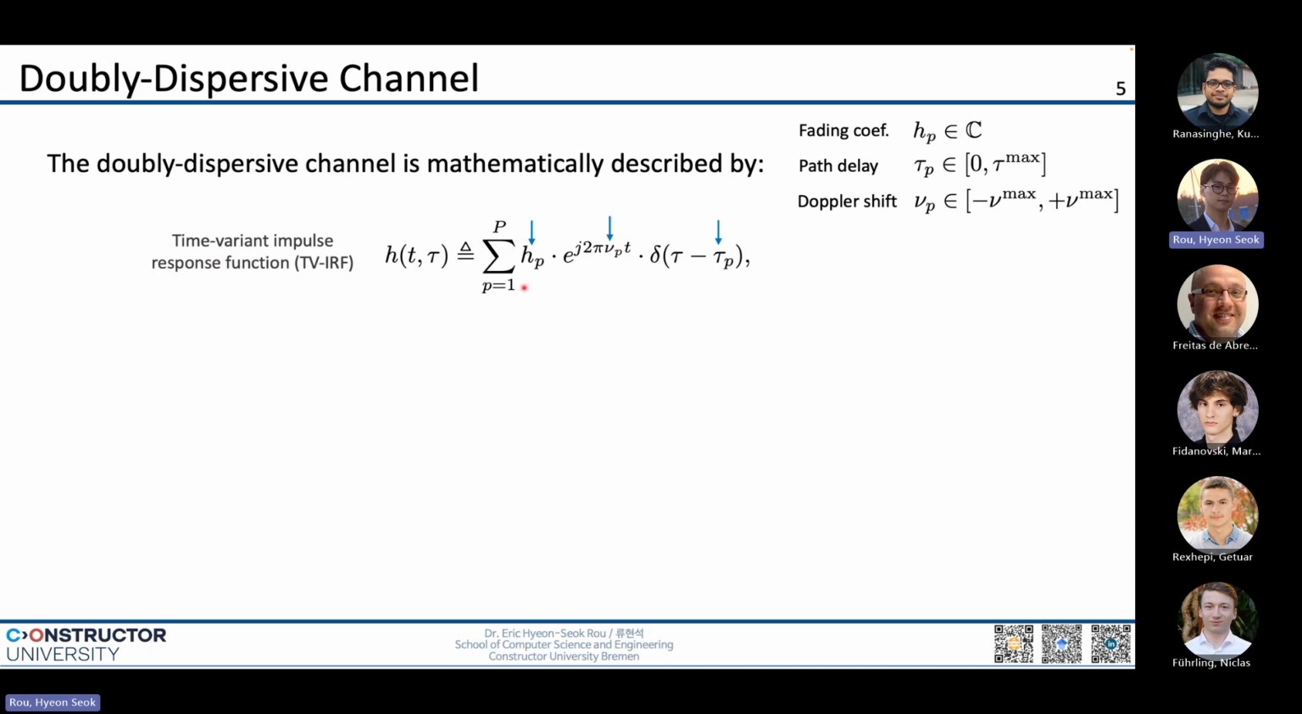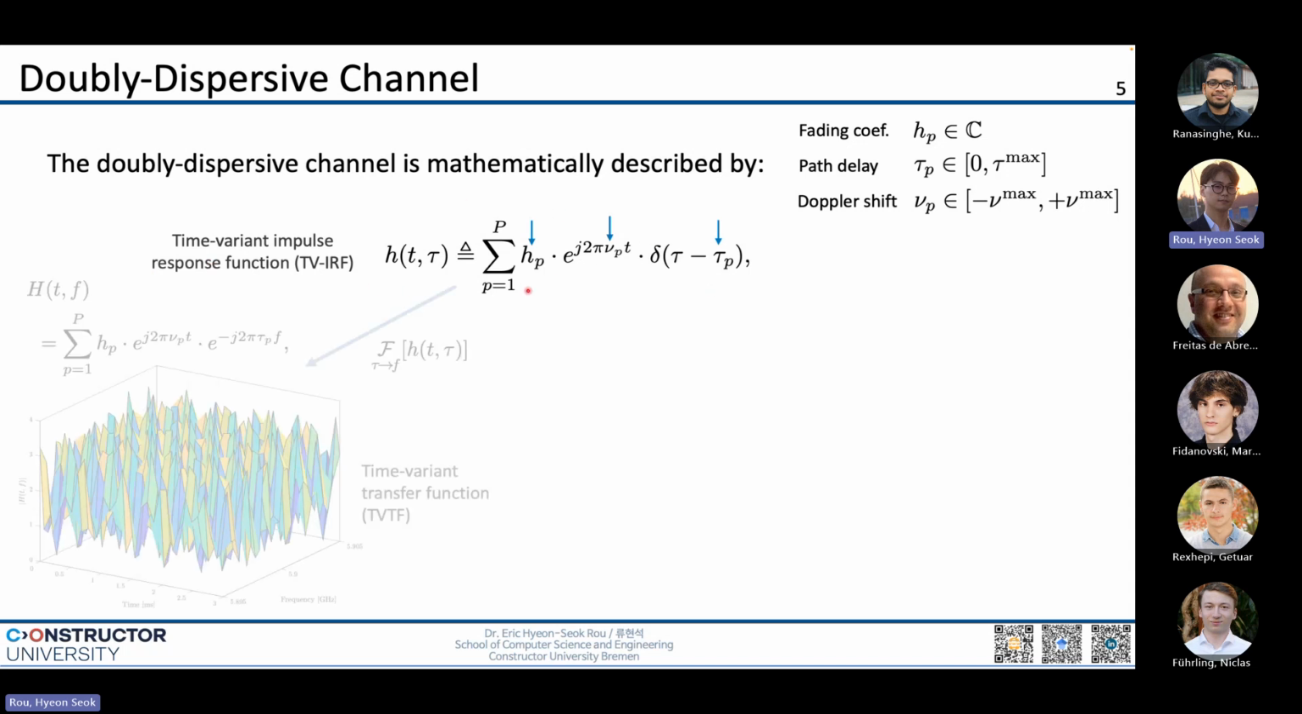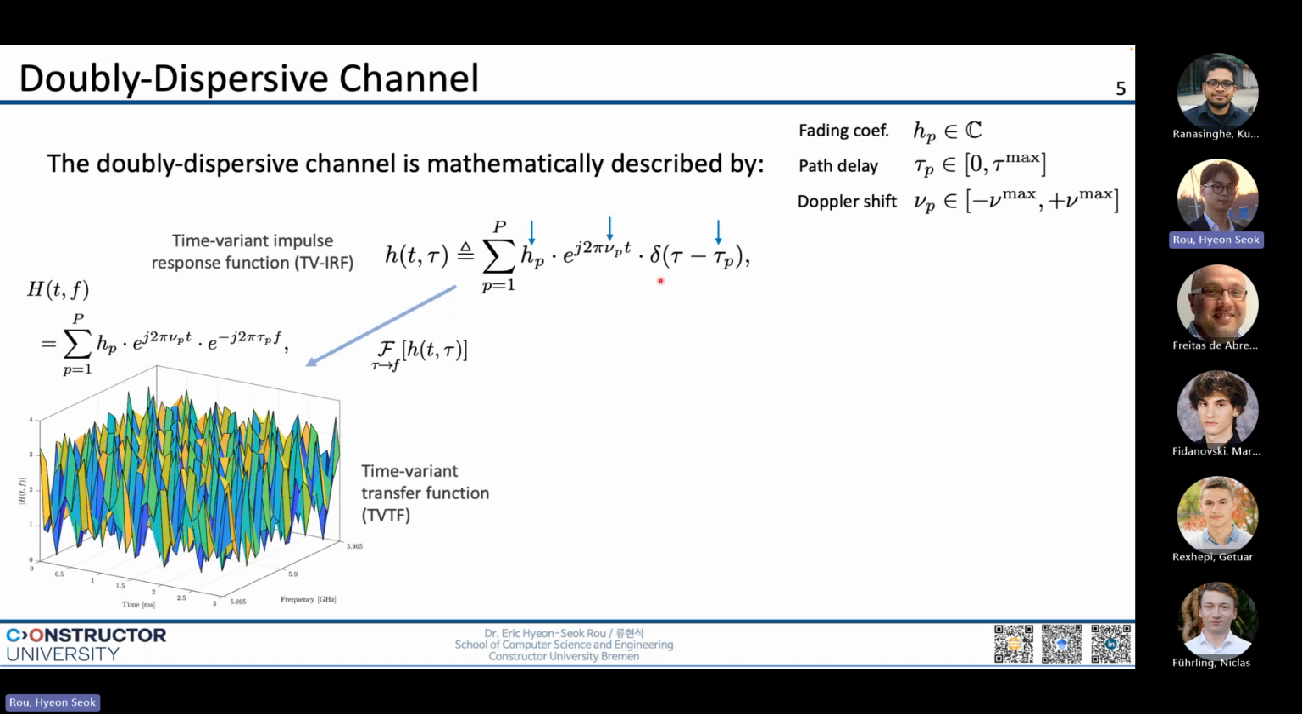And one way to observe this in a nice way is to take the Fourier transform over the delay domain. So this delta function becomes another exponential, and this becomes a fast varying function in both time and frequency. So we can see the time axis and the frequency axis, and the rate of this change is denoted by our Doppler shift factor and the delay factor here. So this is known as the time variant transfer function in time and frequency. And we can see why this channel results in a very difficult environment for communications.